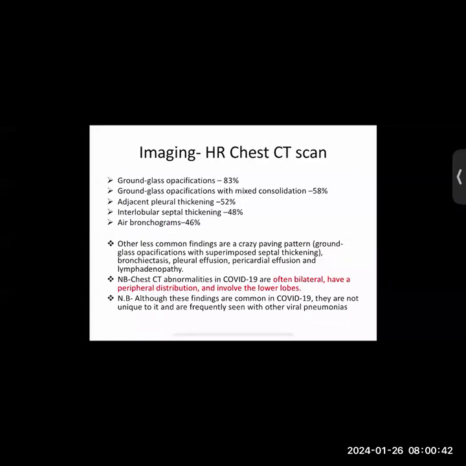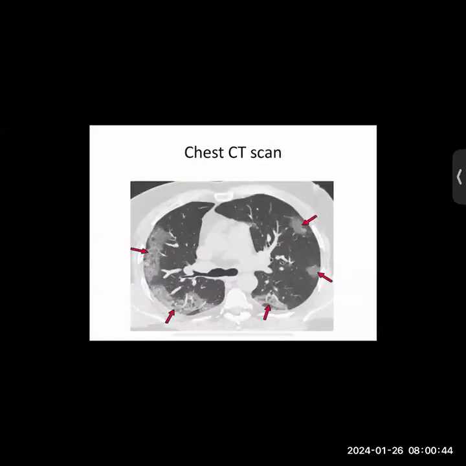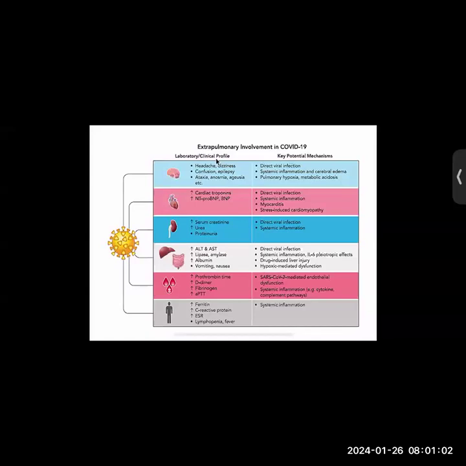Okay, this is a high resolution chest CT scan, which is showing peripheral distribution of the lesion, which is the ground glass opacity, with the lower lobe involvement.